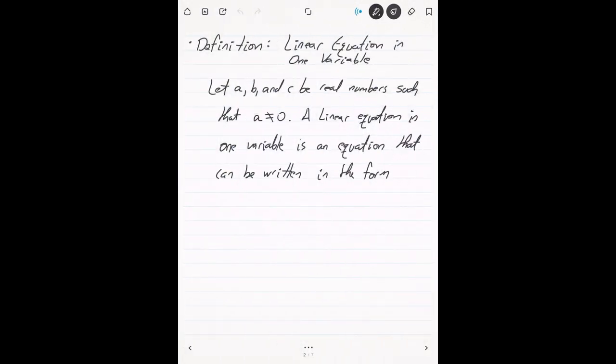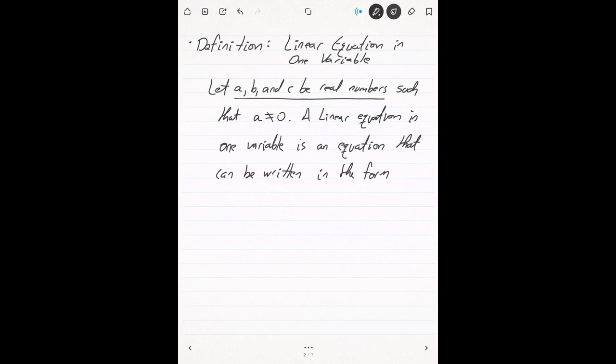Now first we should define what a linear equation in a single variable is. We're going to be working with linear equations in the future quite a bit, but in multiple variables. But let's start by defining a single variable linear equation. We need to first start by saying that a, b, and c are real numbers. So this means that we are going to use a, b, and c to just represent numbers.